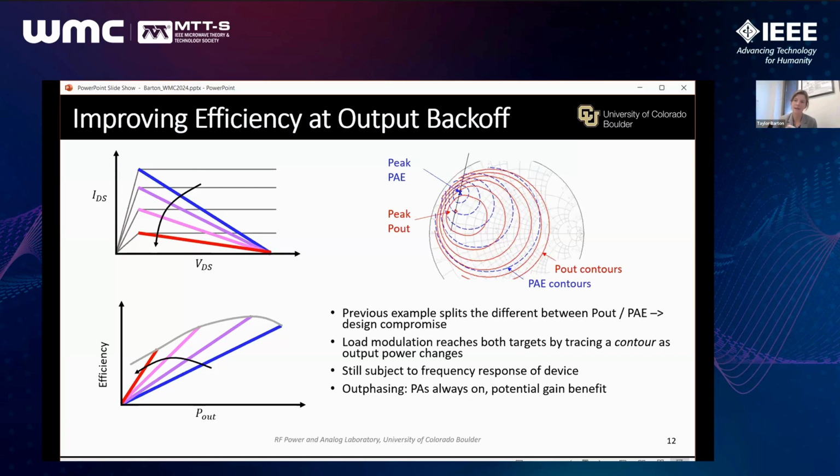So the technique that I wanted to cover today was outphasing, which is not as popular in hybrids, but in GaN MMICs is somewhat appealing because the transistors are always on. And so we have less potential for gain degradation into deep off. And so my group has been exploring how translatable these concepts are to X-band and K-band power amplifiers.